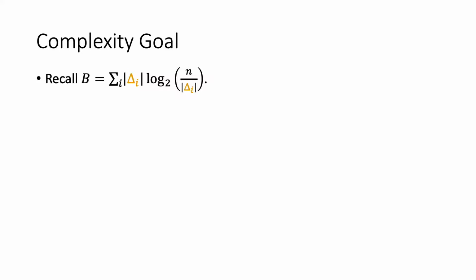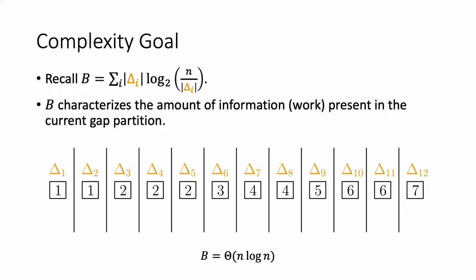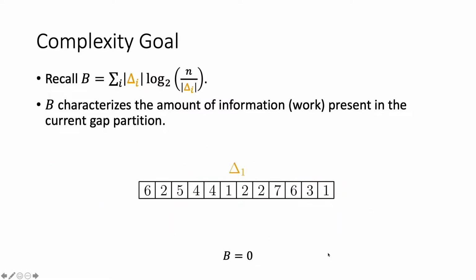Okay, so we're going to end up using this B for the rest of the talk, so I'll keep it up there so we're reminded of what it is. B characterizes the amount of information, really the amount of work, we need to do in order to get to the current gap partition. So intuitively, in the binary search tree case, we are sorting all the elements. This bound for multiple selection is n log n. You can see it here. Cardinality is going to be 1 for each delta i, so it's just log n for each gap. Similarly, for a priority queue, the ProtoQ case with a single gap delta 1, we've done no work. We haven't sorted the elements at all, and so B is actually 0.